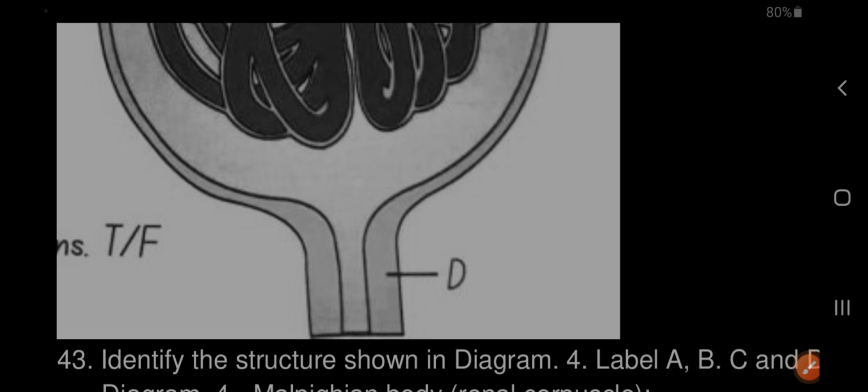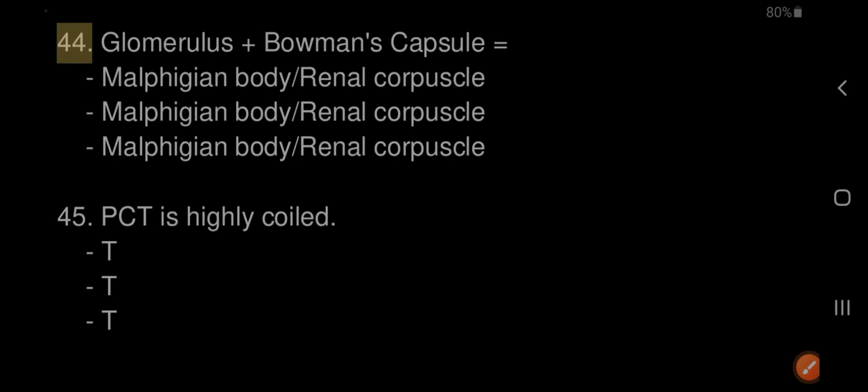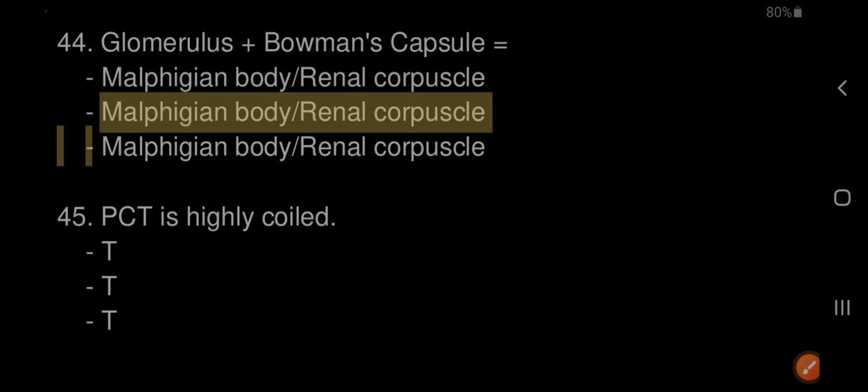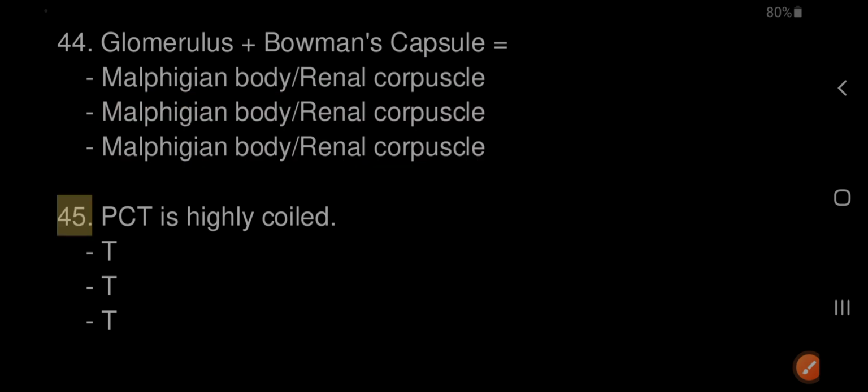44. Glomerulus plus Bowman's capsule equals Malpighian body, renal corpuscle. 45. PCT is highly coiled. True. 46. Loop of Henle is hairpin shaped.